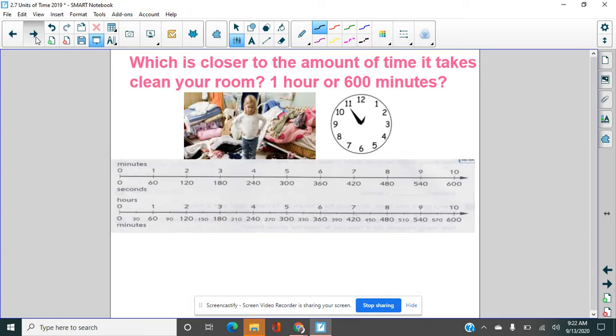All right, how about this one? What do you think? Well, these two are definitely not equal, right? 1 hour and 600 minutes. So I'm going to come down to our measurement chart, right? I know that there's the hours, and I find 1 hour, there it is. And 1 hour is 60 minutes. Well, what about 600 minutes? Whoa, it's way down here, right? 600 minutes is equal to 10 hours.